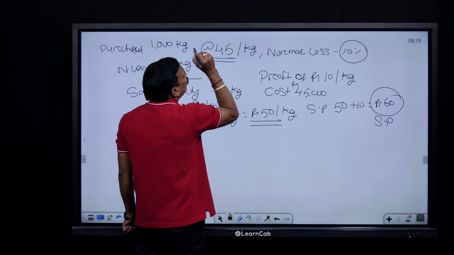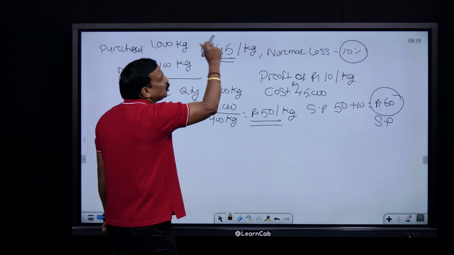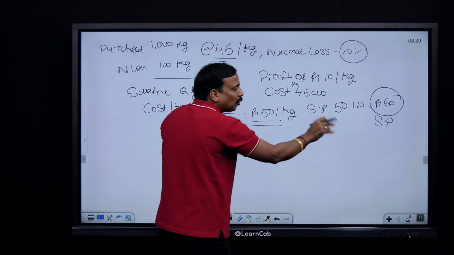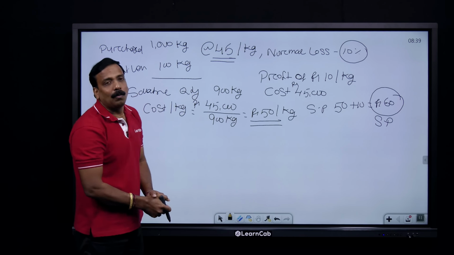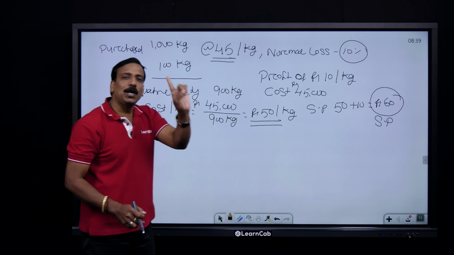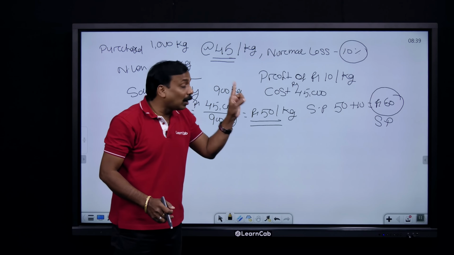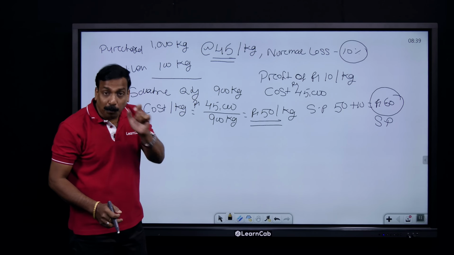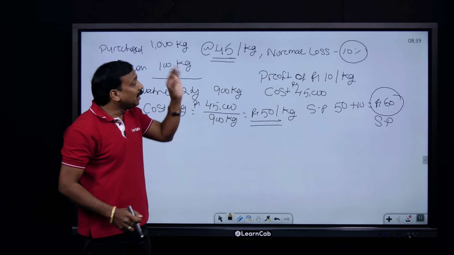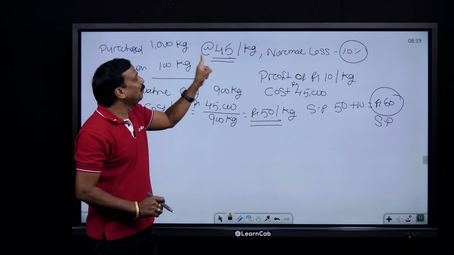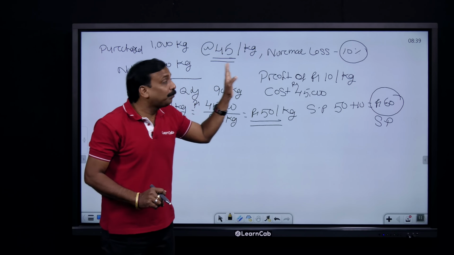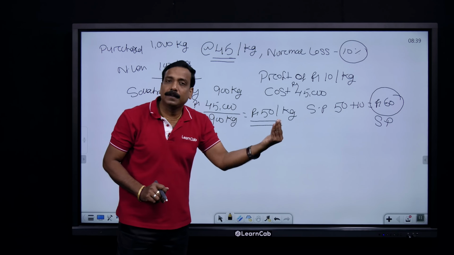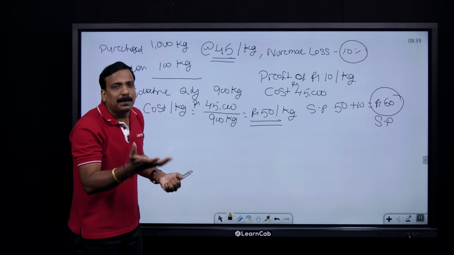So what happened here? By the process, we purchased for 45 rupees per kg of the goods. Now it has become 50 rupees per kg. So now my selling price, if I want a 10 rupees profit per unit or per kg, then of course my selling price will not be 45 plus 10, it is 50 plus 10.